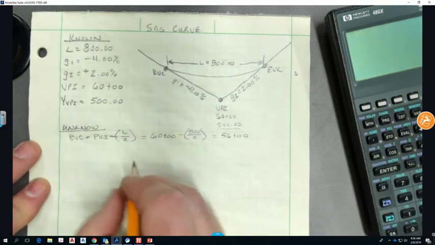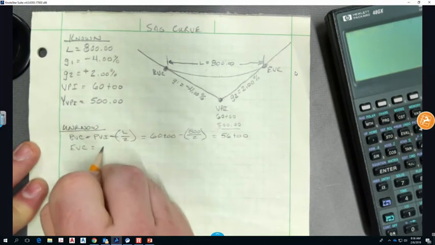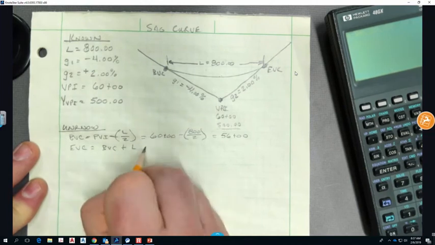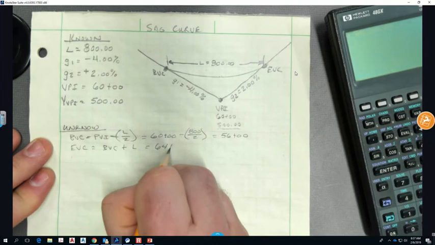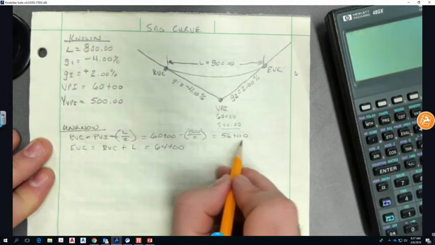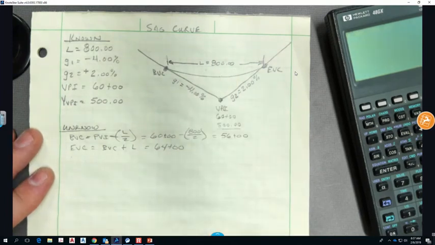Good round numbers. Let's look at our EVC station. I'm going to do it as the BVC plus L, and that equals 6,400, 64 plus 00. So the BVC, which is this, plus L, which is 800, gives us 6,400.